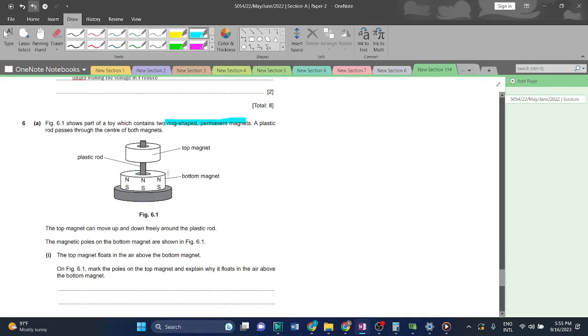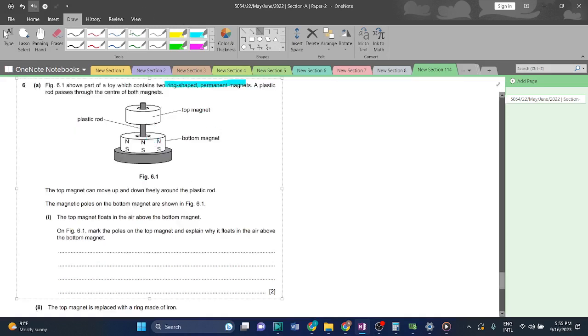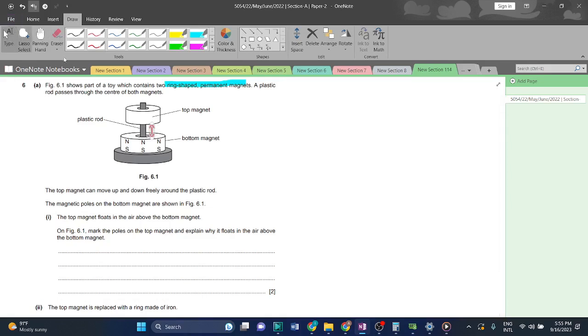अच्छा, जो poles हम बनाएंगे, since it is floating, that must mean there is a force of repulsion between them, right? Since they are floating, there must be a force of repulsion between both of them. ठीक है ना? And for repulsion to be possible, both of the facing sides should be the same pole. जब same poles होते हैं, they repel each other. And when there are unlike poles, they attract each other. So, in this case, they are repelling each other, therefore the poles must be same.